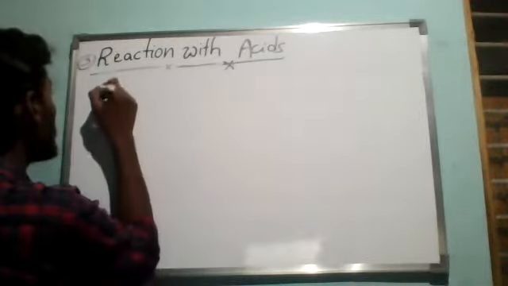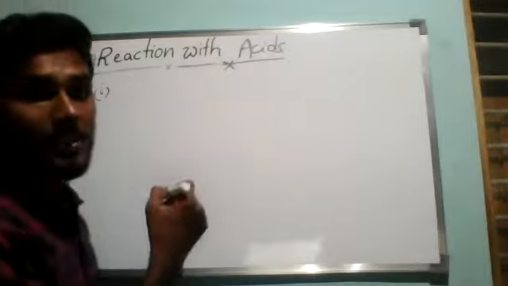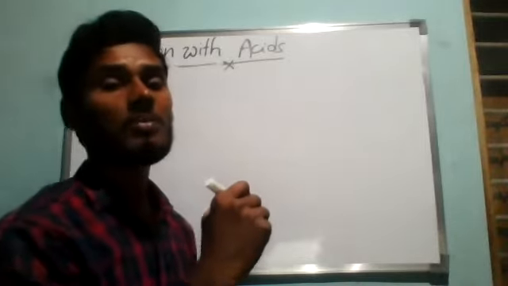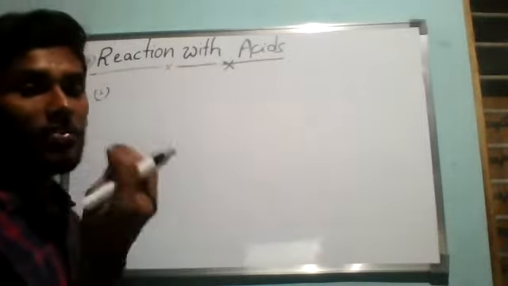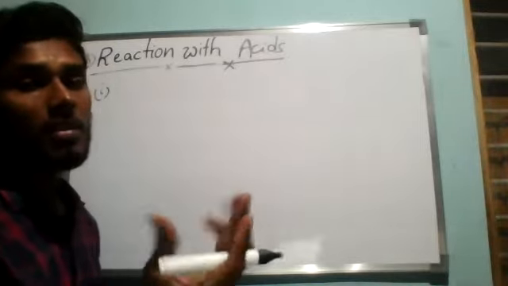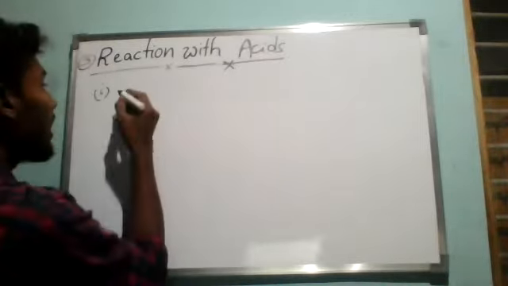If we come to the metals, metals will react with acids and form salt. Salt here does not mean eating salt, but some kind of chemical salt, and along with that they will produce hydrogen gas.